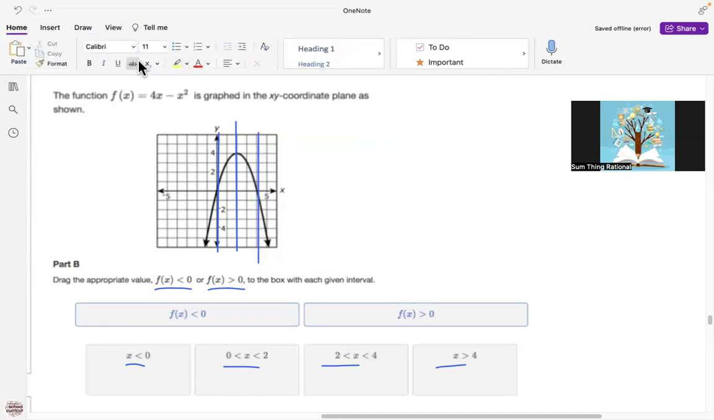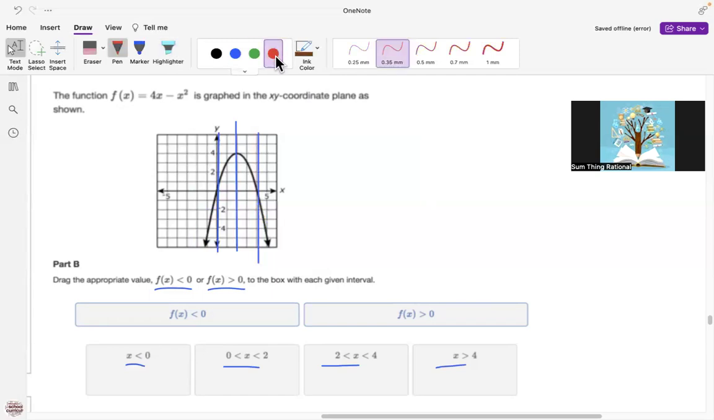Let me name them. Interval 1, which is x less than 0. Interval 2, which is x between 0 and 2. Interval 3, which is x between 2 and 4. And interval 4, which is x bigger than 4.